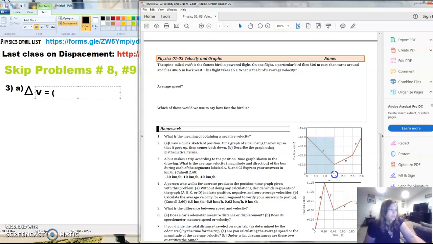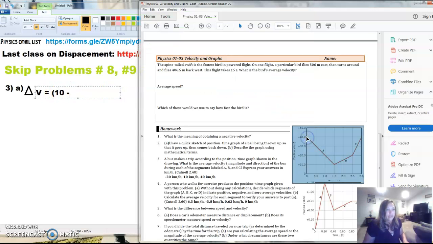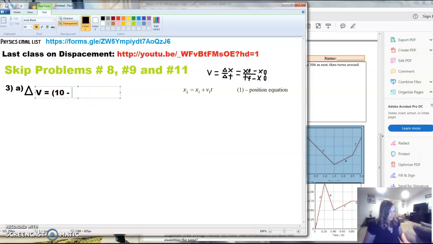So it's just like the displacement calculation last time, and it asks us what is the average velocity, magnitude, and direction of the bus during each of the segments. So segment A, the final position that we have is at plus 10. So we're going to write plus 10, subtract 40. Okay, so we're going to get negative 10 minus 40. And then we're going to divide that by our time down here at the bottom of our graph.